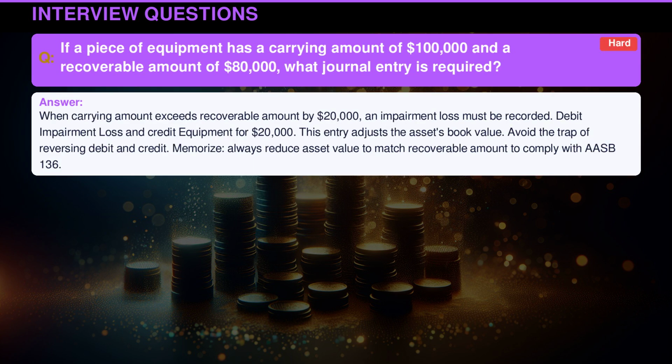When carrying amount exceeds recoverable amount by $20,000, an impairment loss must be recorded. Debit impairment loss and credit equipment for $20,000. This entry adjusts the asset's book value. Avoid the trap of reversing debit and credit. Memorize: always reduce asset value to match recoverable amount, to comply with AASB 136.